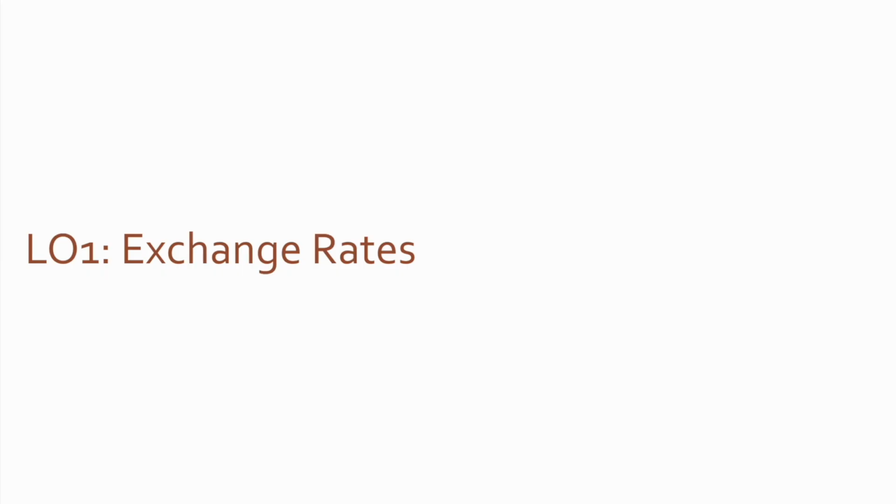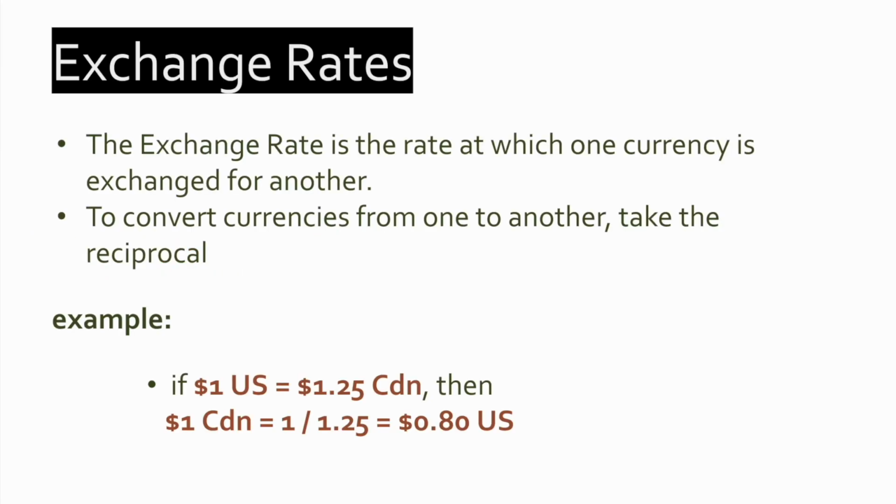First, let's look at exchange rates. Exchange rates are really the rate at which one currency is exchanged for another. So it's the relative value of currencies. To convert currencies from one to another, you simply take the reciprocal. So for example, if $1 US equals $1.25 Canadian, then $1 Canadian is 1 over 1.25, or 0.80 United States. We've dealt with that in the first finance course in the first year.